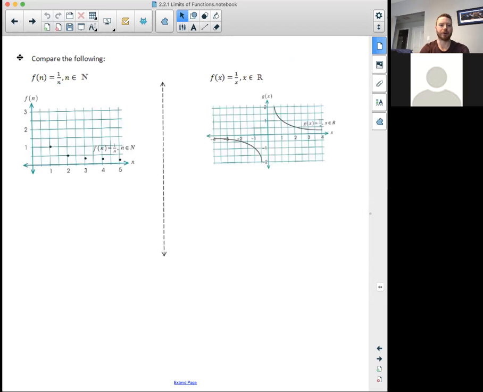So let's look at these 2 graphs here. The one on the left is a sequence or series. We'll notice that these have discrete points, and remember that these are not forming a continuous graph. Conversely, the one on the right is a continuous graph, except for the vertical asymptote at x equals 0. That is the only place where it is not continuous. So let's annotate.